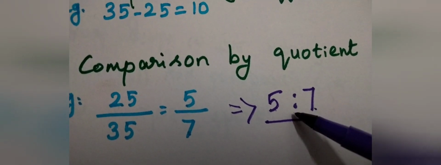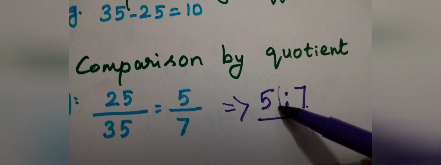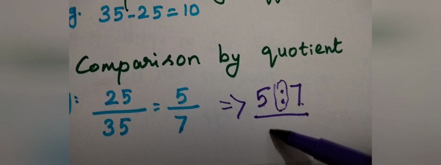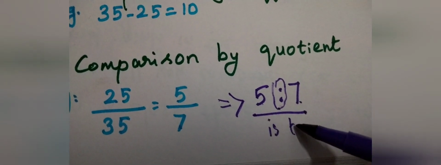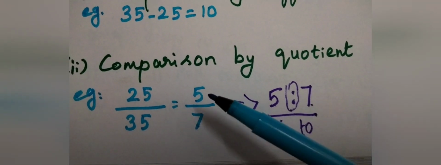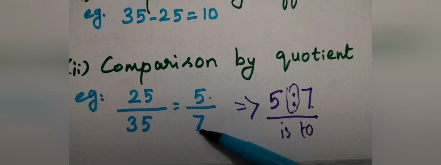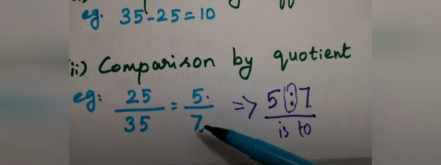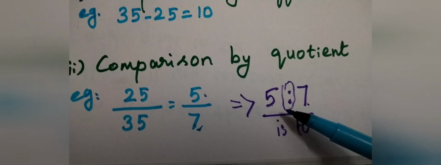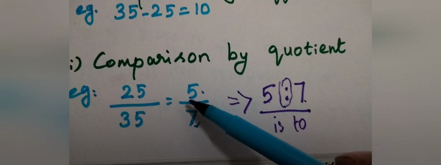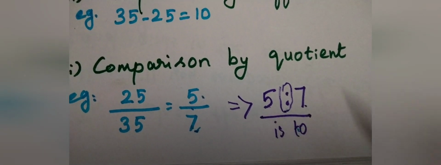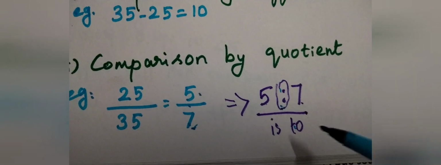And this symbol, we call it as "is to". We read it as "is to". 5 is to 7. In this, 5 is the numerator and 7 is the denominator. So, numerator and denominator is separated by "is to", not by division symbol. It is separated by the "is to" symbol, that is the colon symbol. 5 is to 7.